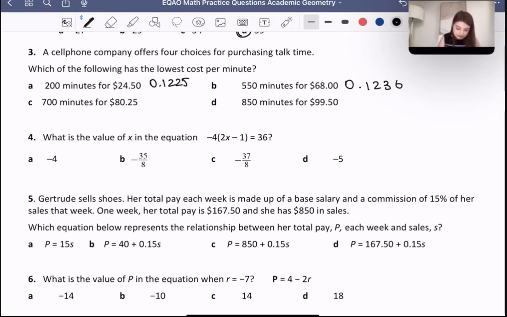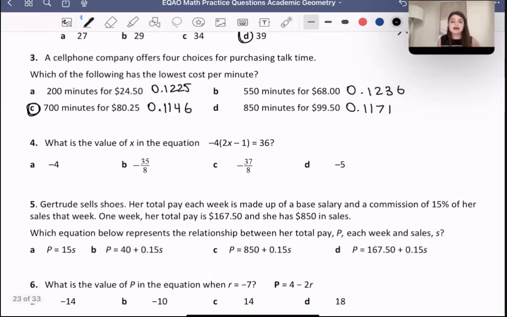Then we have $80.25 divided by 700 minutes. So cost per minute for this one is 0.1146 approximately. And then last but not least, 99.5 divided by 850 minutes is 0.1171. So therefore, which has the lowest cost per minute? Which of these numbers is the smallest? Well, it would be 0.1146. So therefore, C is going to be our answer because that has our lowest cost per minute. Very good.